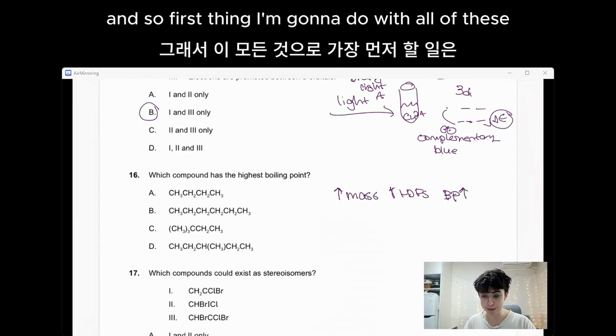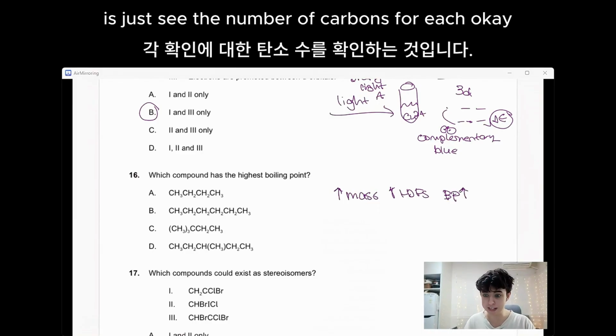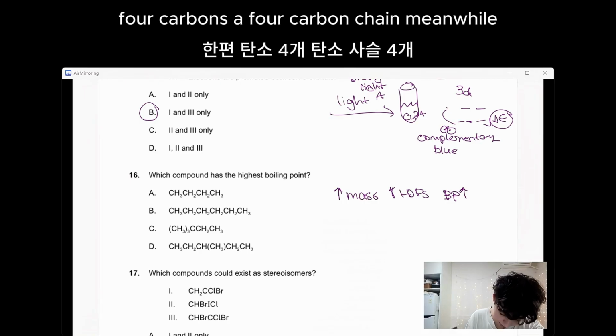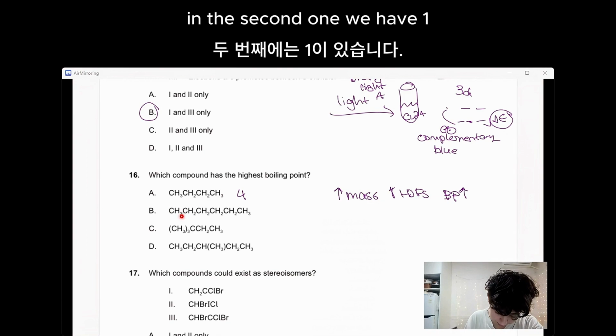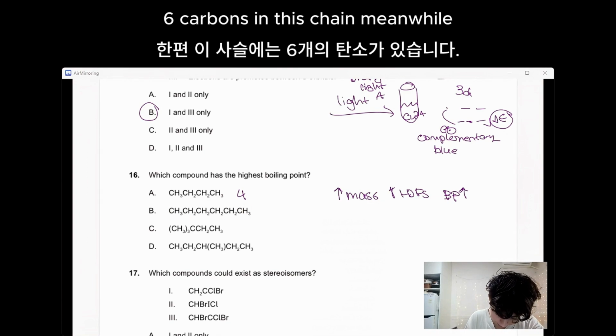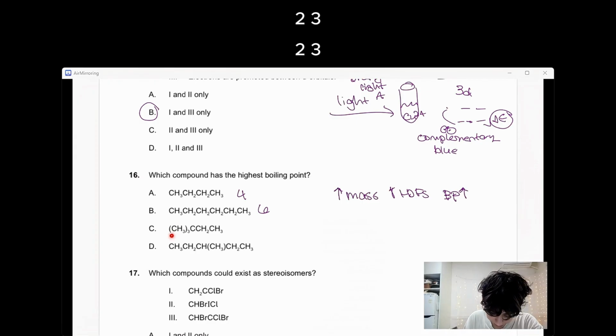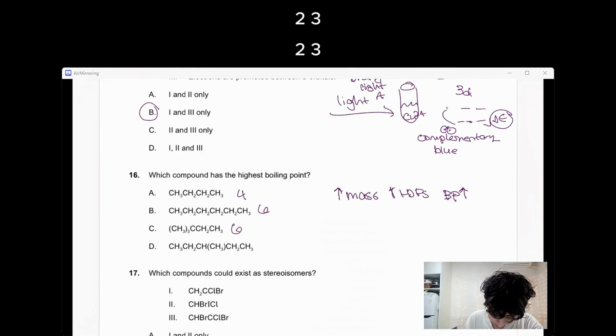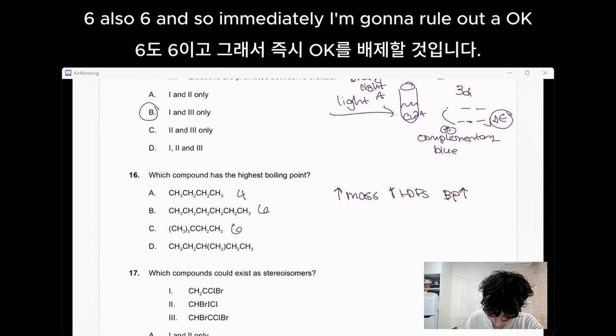The first thing I'm going to do with all of these is see the number of carbons for each. The first one has 1, 2, 3, 4 carbons, a 4-carbon chain. The second one has 1, 2, 3, 4, 5, 6 carbons in this chain. The third one also has 6, and in D, we also have 6. And so immediately, I'm going to rule out A.